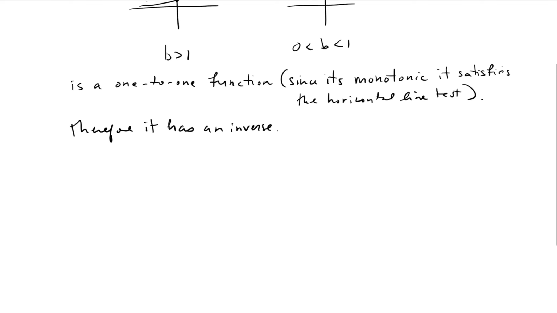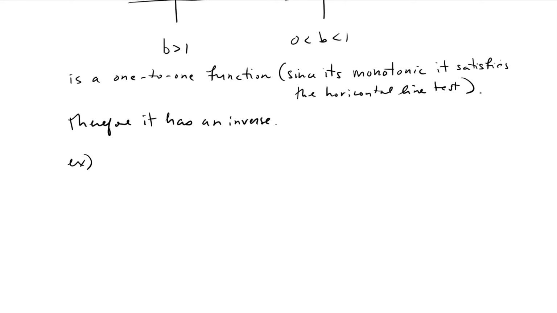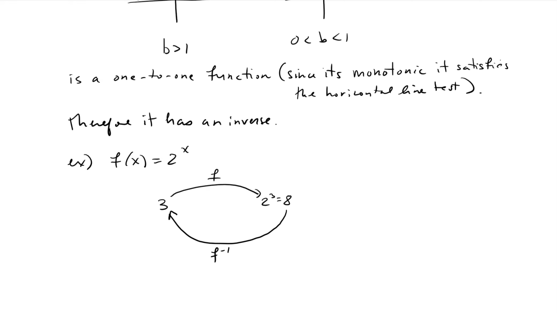Okay, great. So let's take a look at a specific example. Let's say we've got f of x, which is 2 to the x. For example, if x is 3, this input 3 is going to have an output of 2 to the 3, which is 8. And that means that if 8 is the input for my inverse function, it's going to have an output of 3.